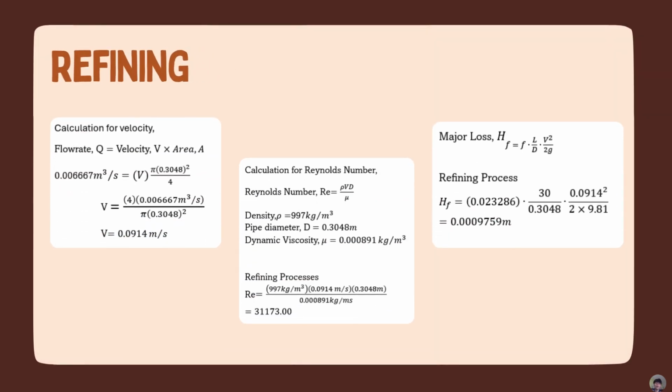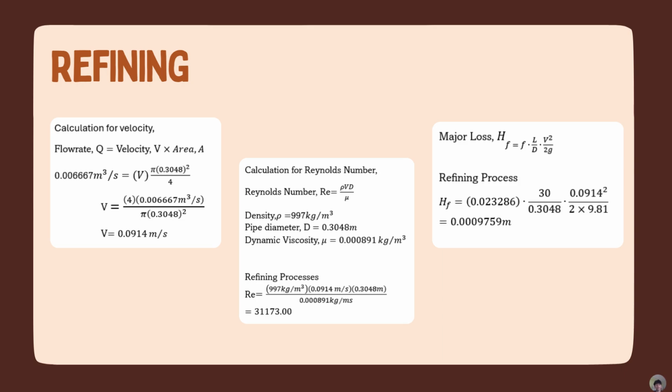Okay, now we will find the value of head loss at the refining process. First, we have to find the velocity. Using the formula, Q equals to velocity times area. And then we rearrange the formula and we get the value of velocity, which is 0.0914 meter per second. With the value of velocity, we can find the value of Reynolds number. Using the formula RE equals to rho VD over mu, we get the value of Reynolds number, which is 31,173.